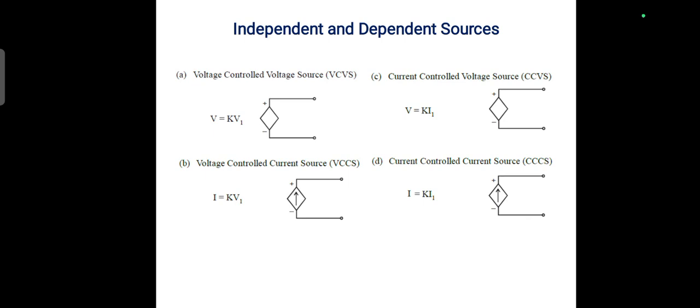Here the output current is controlled by the voltage. So here I is equal to K into V1. And the third one is the current controlled voltage source. Here the current is controlling the output voltage of the source, that is V is equal to K into I1. And the final one is the current controlled current source. Here the output current depends upon the supply current. So I is equal to K into I1. So it is the current controlled current source.